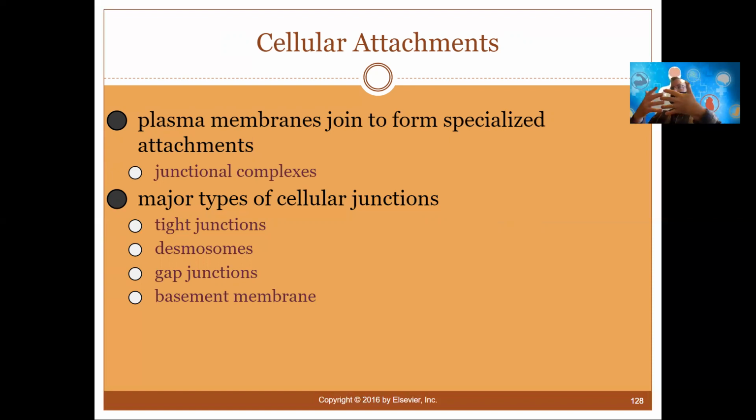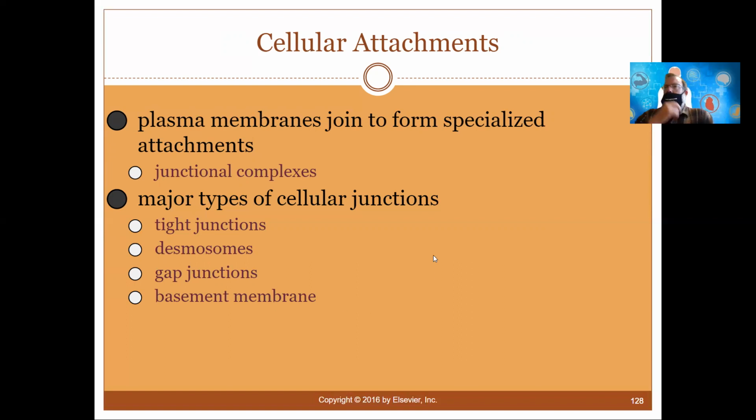Desmosomes, there's a little bit more of a connection or link between the two neighboring cells. And then gap junctions, they allow for transfer of fluids, nutrients. Again, I've got slides for each of those.